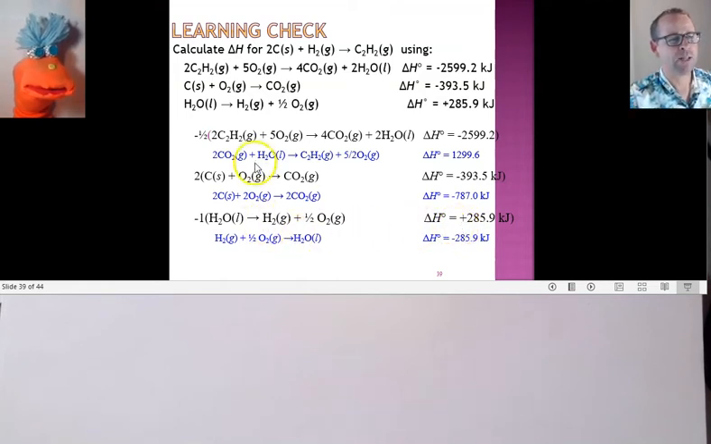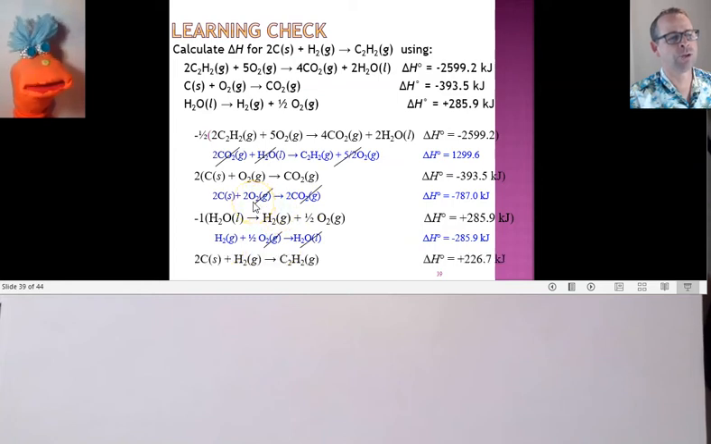Now, if I add these 3 blue equations together, am I going to get my reaction? I think so. So all the reactants are on the left of these arrows. All the products are on the right. We can see that some things cancel out. Our water cancels out. Yeah, and then you're just left with the carbon, the hydrogen, and the C2H2.